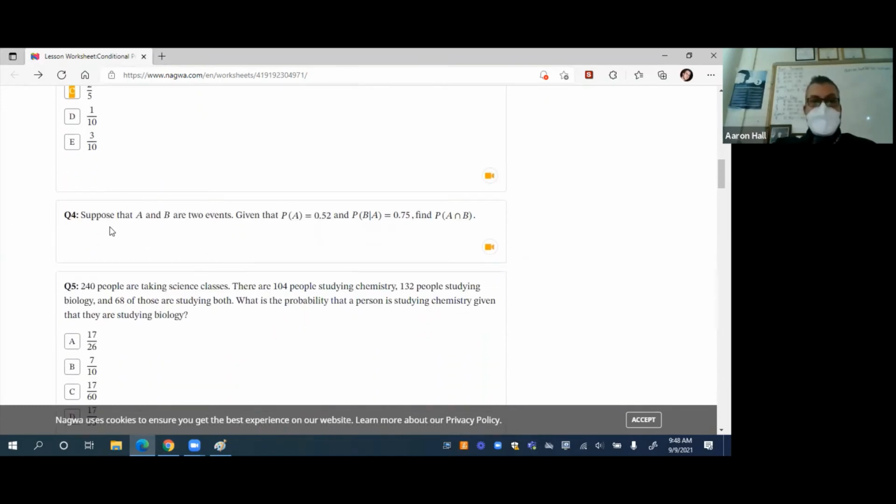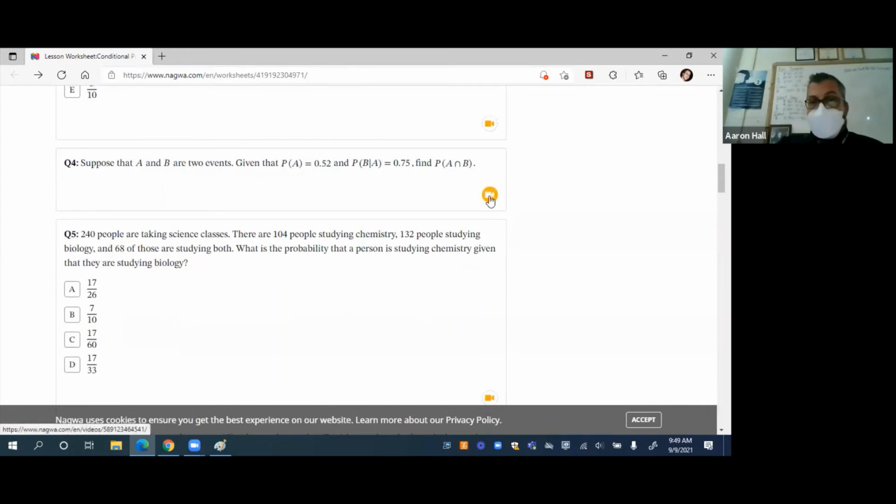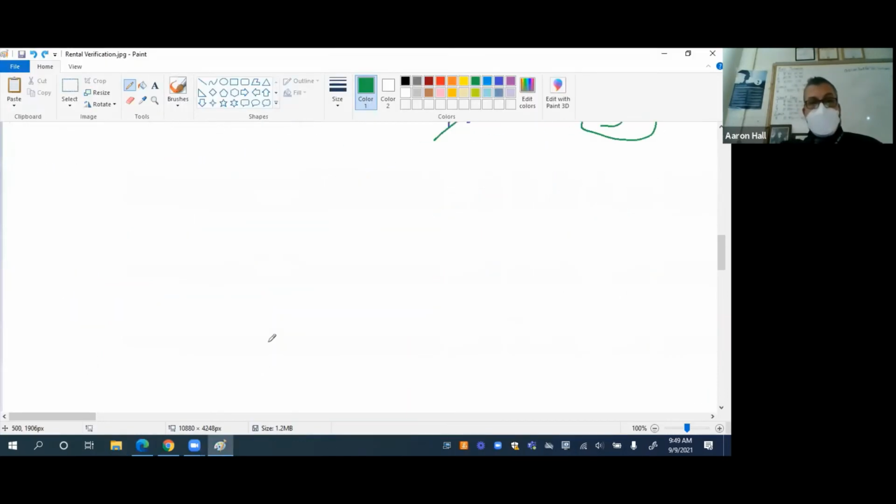That one looks tricky. Suppose A and B are two events. We don't know what those events are. It says given that the probability of A is 52%, and the probability of B and A equals 0.75. And I want to find, what does that say? What do I have to find? The probability of A and B. If I click on this, it'll show me the answer, but I don't want it to. I want to try to figure this out myself.